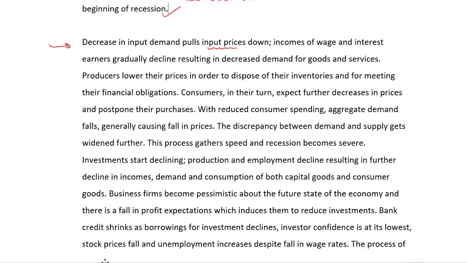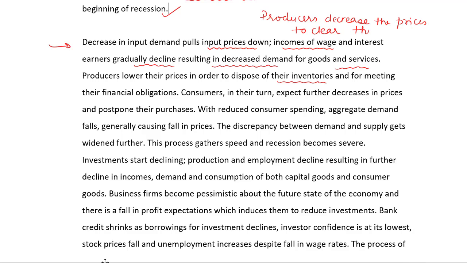Decrease in input demand puts input prices down, and the income of wage and interest earners gradually declines, resulting in decreased demand for goods and services. Producers lower their prices in order to dispose of their inventories, to clear the stocks. Understood?